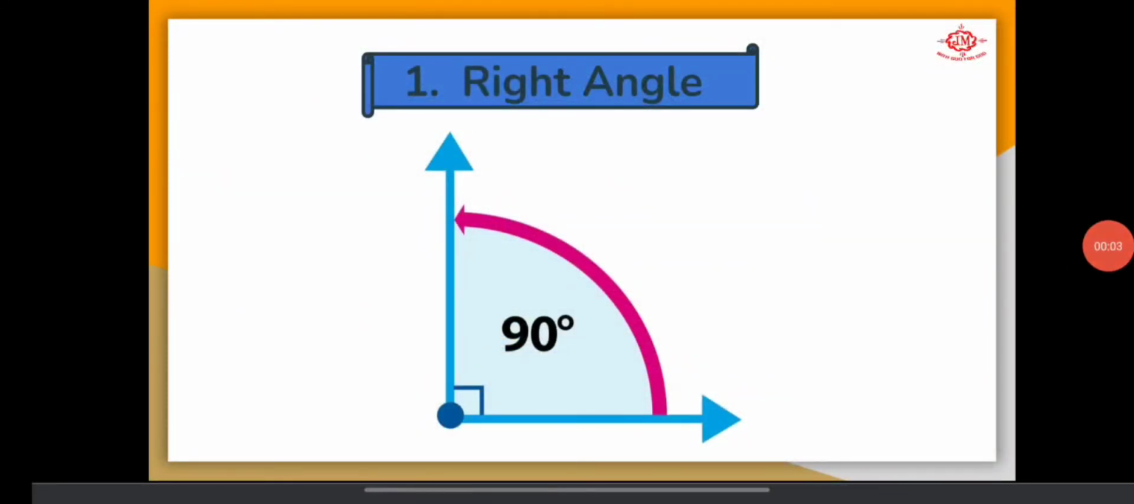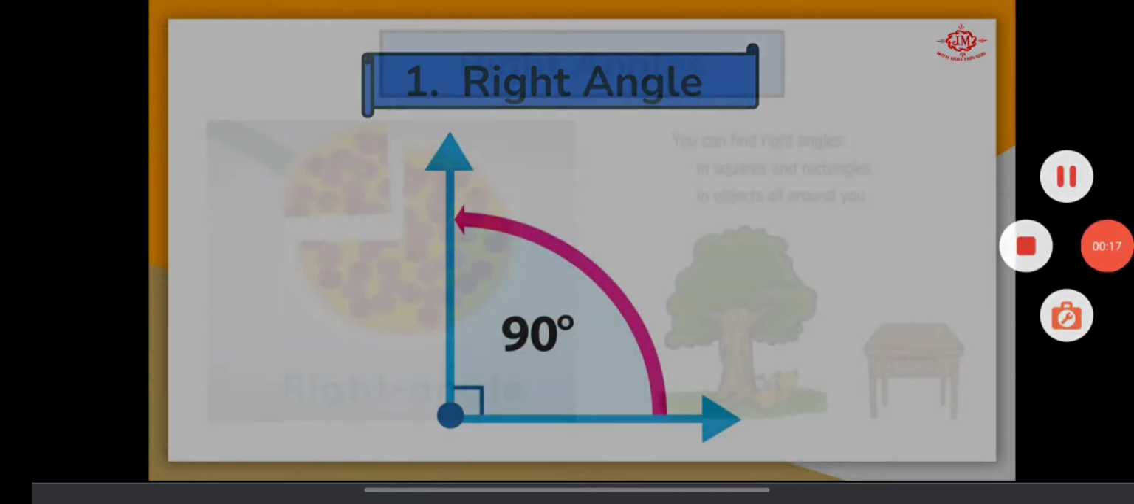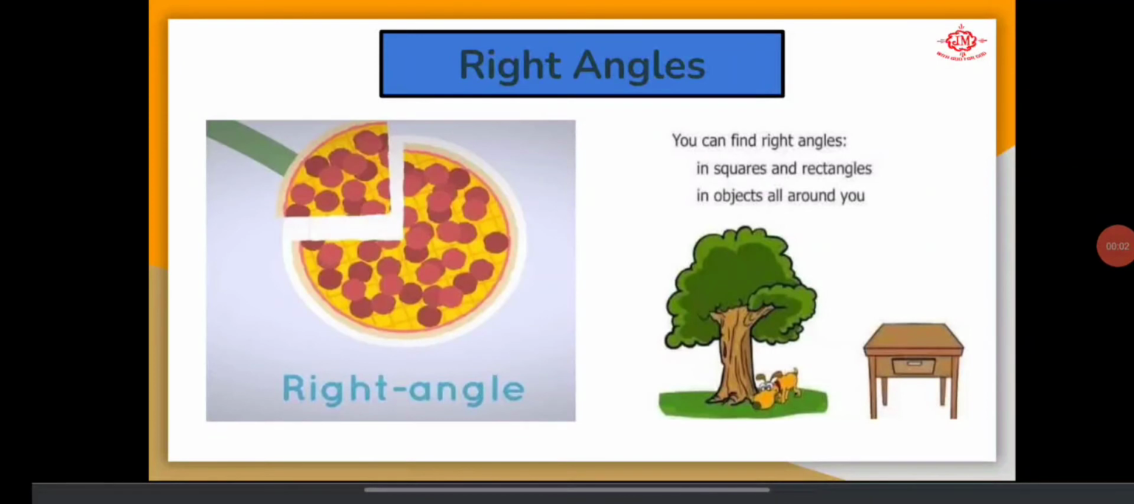What is a right angle? An angle whose measure is exactly 90 degrees is called a right angle. This is what a right angle looks like. In these pictures, we can see many right angles. Children, can you see any right angles?